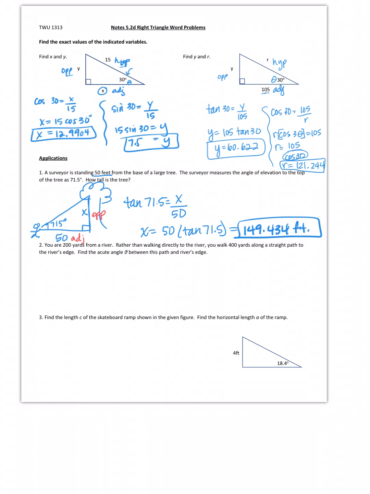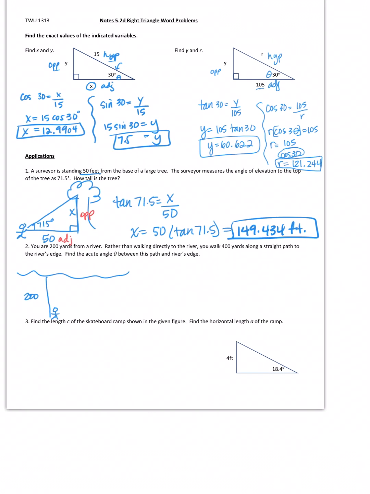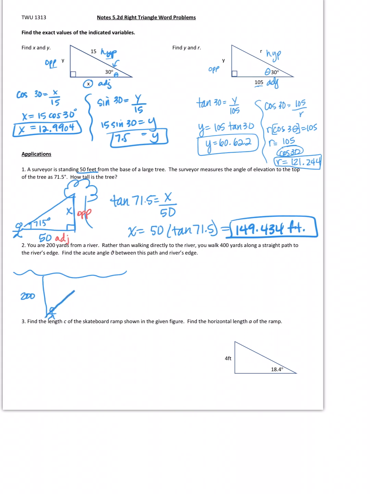Okay, look at the next one. You are 200 yards from a river. Okay, so here's my river. I'm 200 yards from it. Rather than walking directly to the river, you walk 400 yards along a straight path to the river's edge. That means at a diagonal, right? Find the acute angle between this path and the river's edge. So the acute angle is this one right here. This path I took and the edge of the river. Remember, the river's over here.